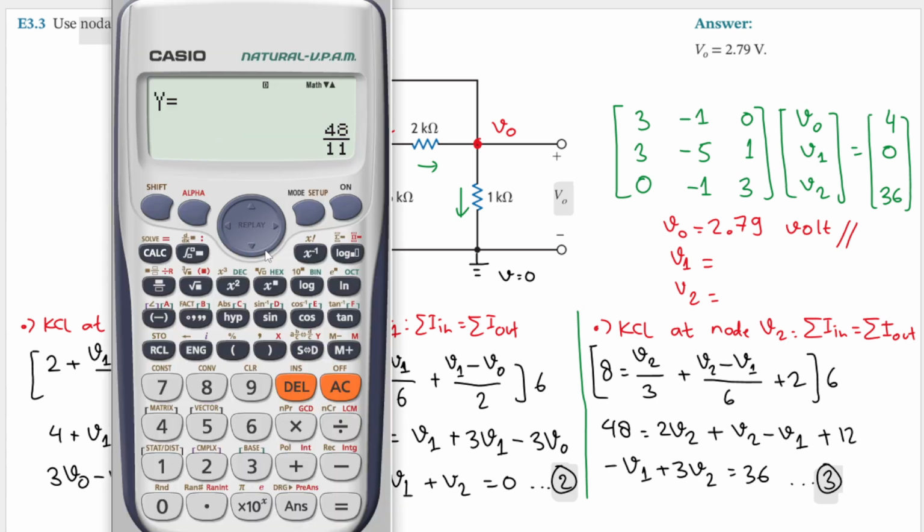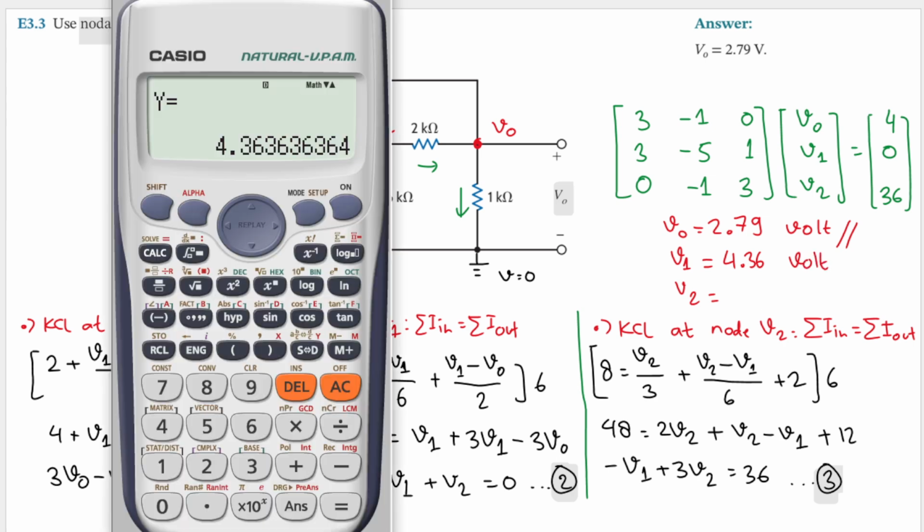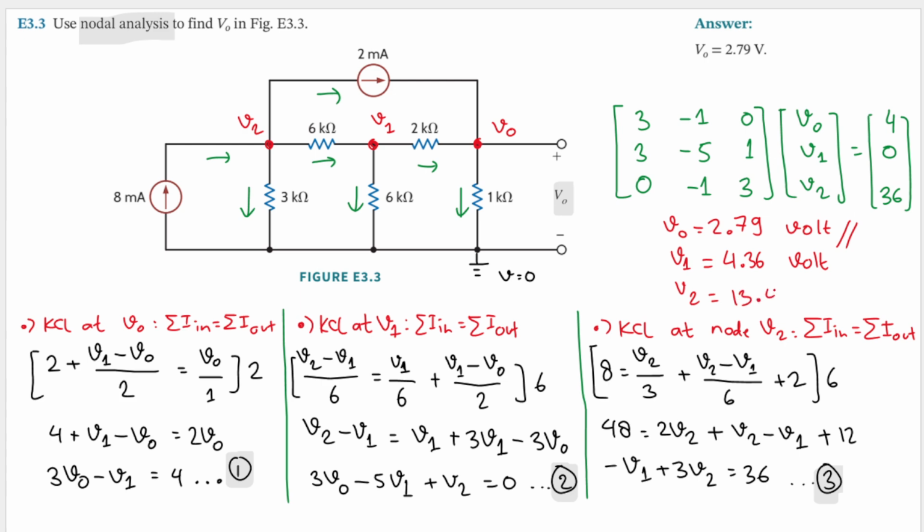What is our V1? V1 is 4.36 volt. And then this one will be 13.45 volt. But we already have the answer. So V0 is this one. Let's highlight that. And I think I did not make any mistakes because that is exactly the answer given by the book. So hopefully I helped you to solve this problem.